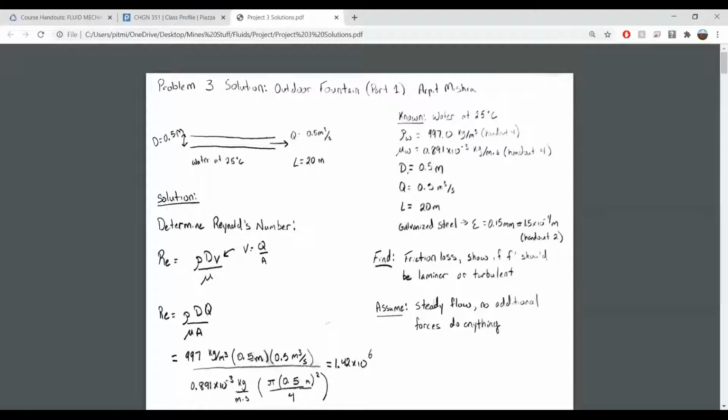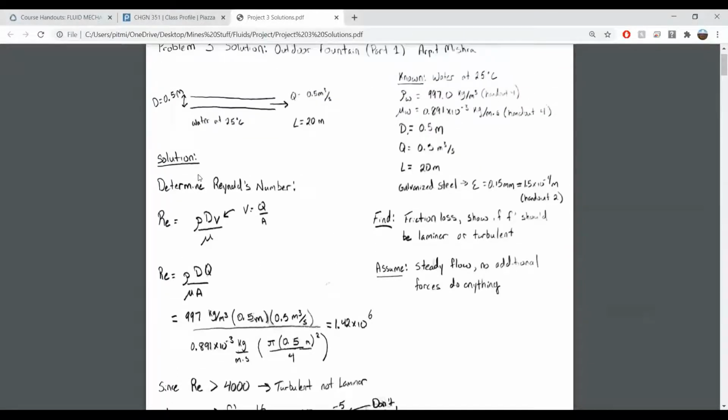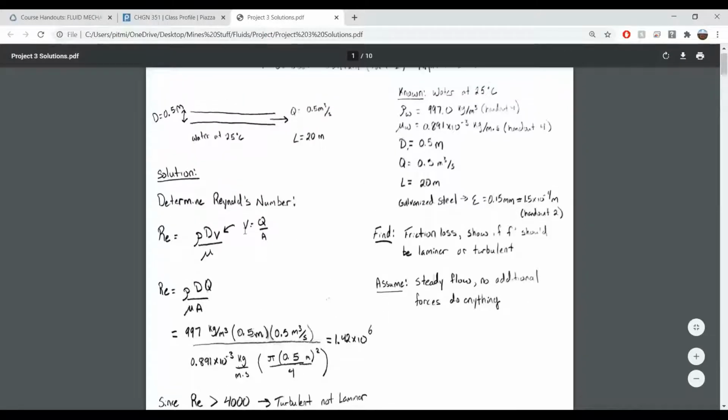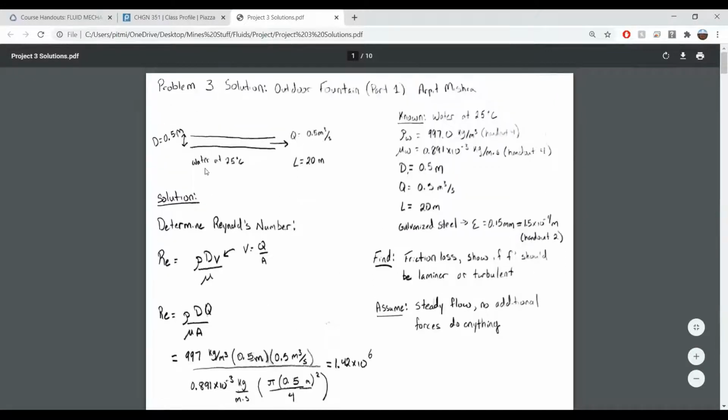So for the first part, the first question, I ask to give the friction loss for the problem. And I ask to show the Reynolds number. Here are all my knowns, here's what you have to find, and here are my assumptions. So I assume steady flow, and no additional forces do anything on this piping part here.